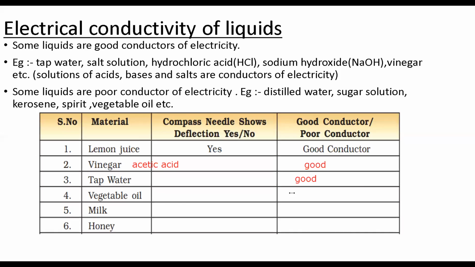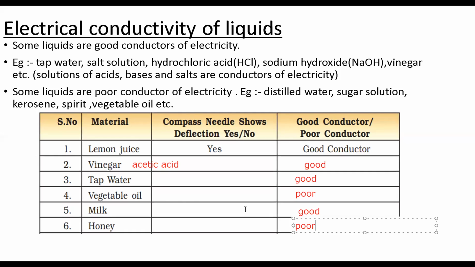What about vegetable oil? It's a poor conductor. It's written above. What about milk? Milk is also a good conductor because there is an amount of water in milk, because of which milk becomes a good conductor. What about honey? Honey is a poor conductor.